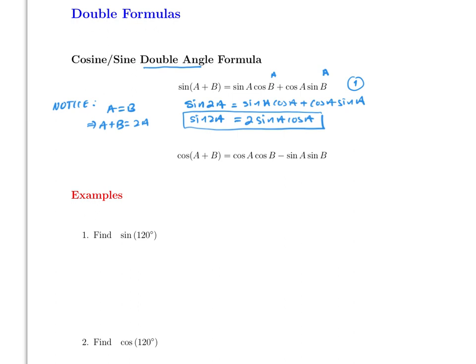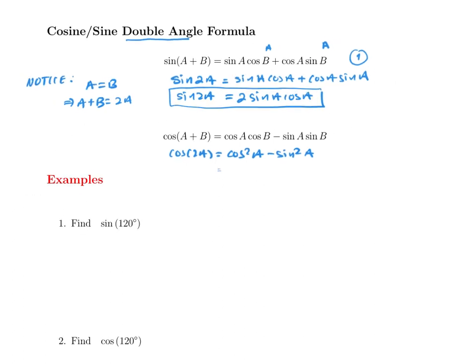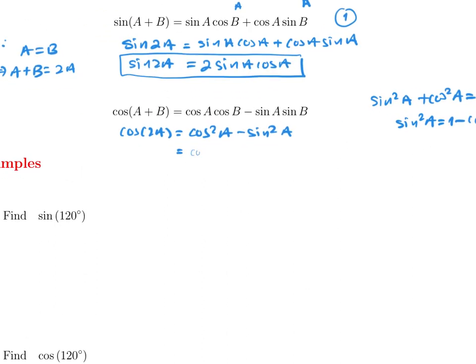Okay? And in a similar way, you can find the formula for cosine 2A. So this is going to be cosine squared A minus sine squared A. And notice that you have this identity, sine squared plus cosine squared, which you can rewrite in 2 different ways. For example, sine squared A is 1 minus cosine squared A. So if you plug it in here, then you have cosine squared A minus 1 minus cosine squared A.